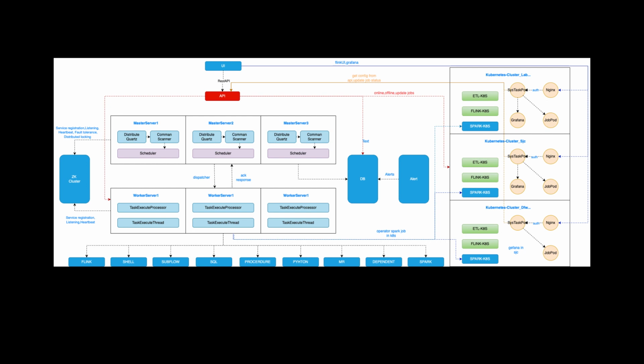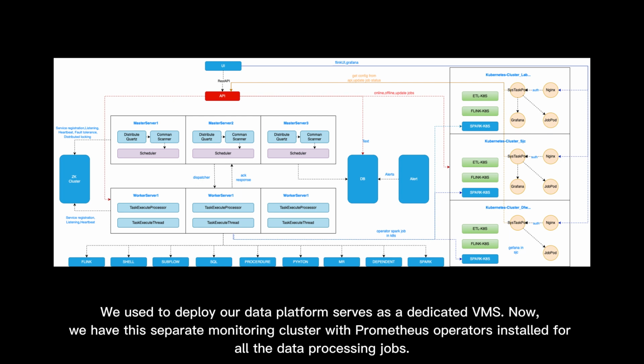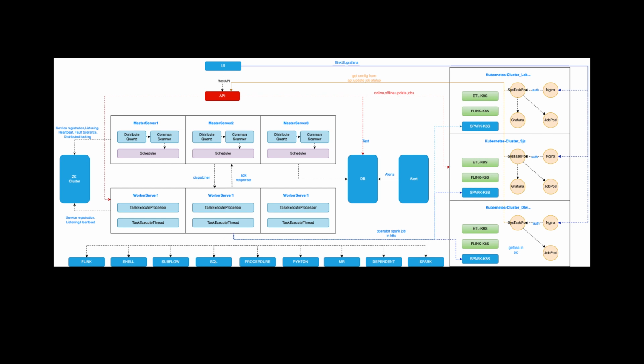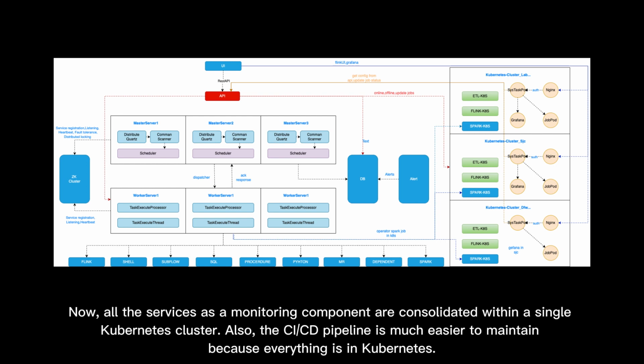We used to deploy our data platform services on dedicated VMs. Now, we have this separate monitoring cluster with Prometheus operators installed for all the data processing jobs. Now, all the services, such as monitoring components, are consolidated within a single Kubernetes cluster. Also, the CI/CD pipeline is much easier to maintain because everything is in Kubernetes.